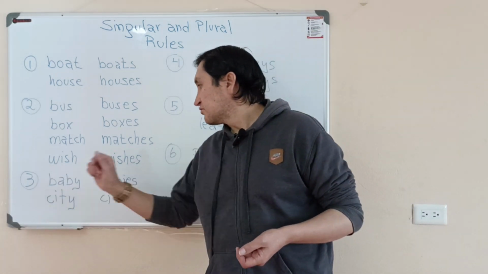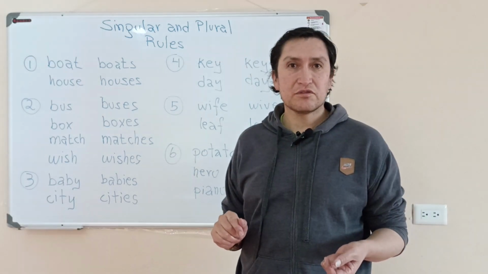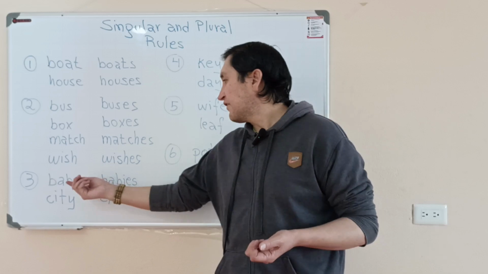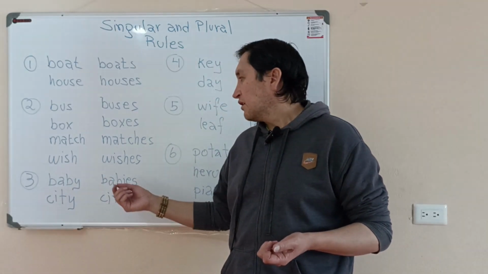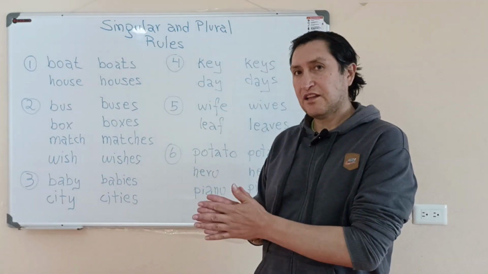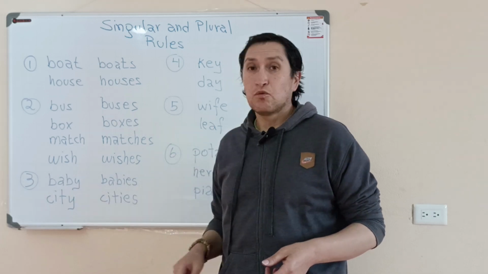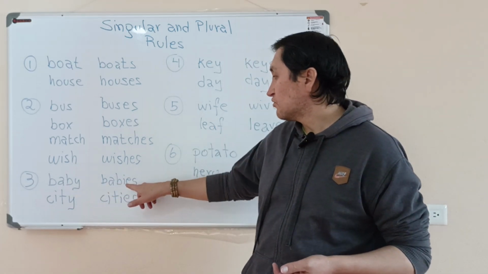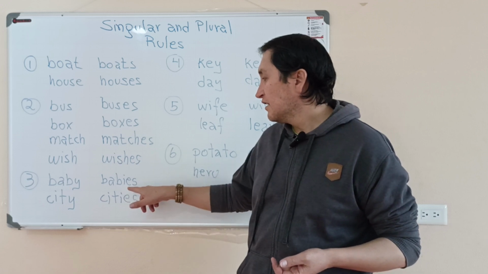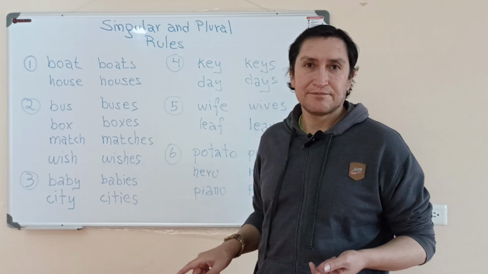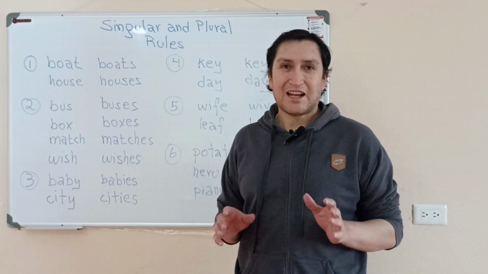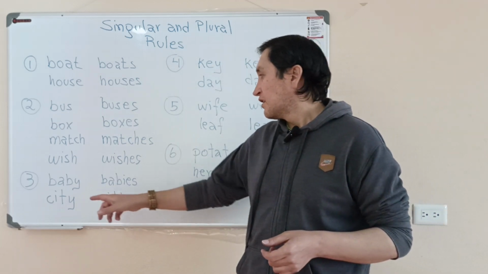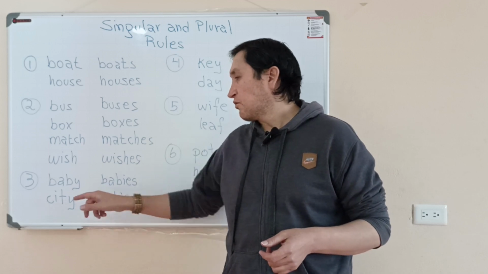The third rule, when the noun ends in Y. If a noun ends in Y, we have to check the previous letter. In this case, it's a B, which is a consonant. So when we have a consonant, we have to change the Y into I and add ES. Okay? So I recommend this trick to remember this rule. Let's remember the word baby or the word city.